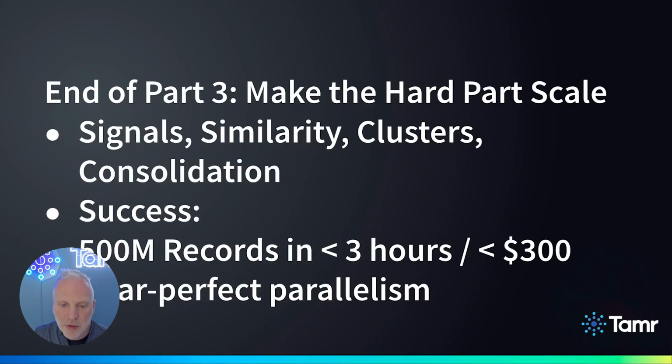That's the end of part 3, how to make the hard part scale. We covered signals, similarity, clusters, and consolidation. And as a metric of success, we showed that we're able to run entity resolution on those 500 million records in under 3 hours and under $300, and that we have achieved near perfect parallelism.